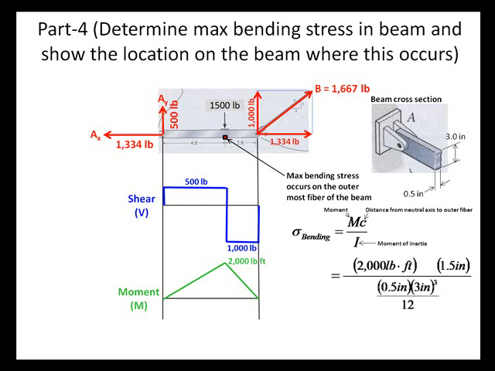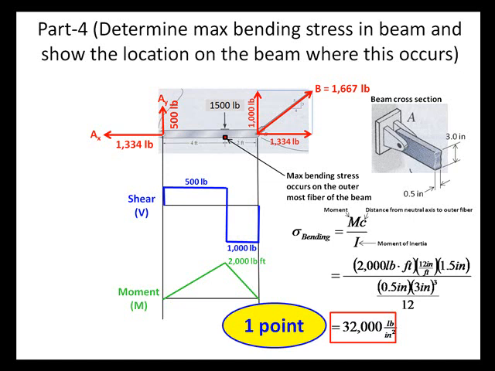BH cubed over 12. Now, it's good we're in the habit of carrying our units with our equation, because we can see that this equation will not work out to psi of stress because we have feet in the numerator. We've got to convert feet into inches, and then we can see that our units will work out to be pounds per square inch, resulting in 32,000 pounds per square inch of stress. Go ahead and give yourself a point if you got that right.